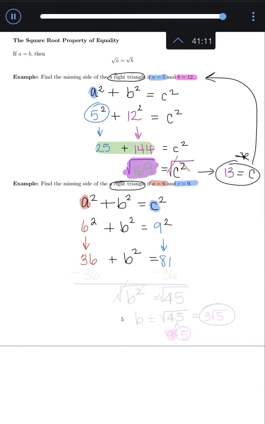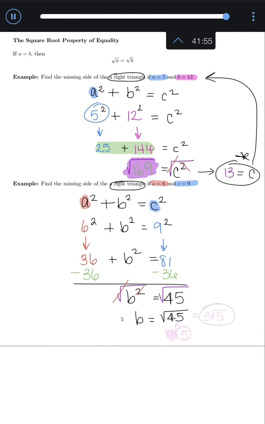So then you'd solve this like a normal equation. You'd get the B by itself by subtracting 36 from both sides. And that gives us that B squared is equal to, let's see, this is going to be 45 when we subtract the 81 and the 36. Now the question is, that's our answer for B squared, not B. We need B. How do we get the B by itself? We're going to do what we did in the last one. We're going to get rid of the squared by taking the square root of both sides of the equation. By taking the square root of both sides of the equation, that will get rid of the squared and leave me with just B equals the square root of 45.